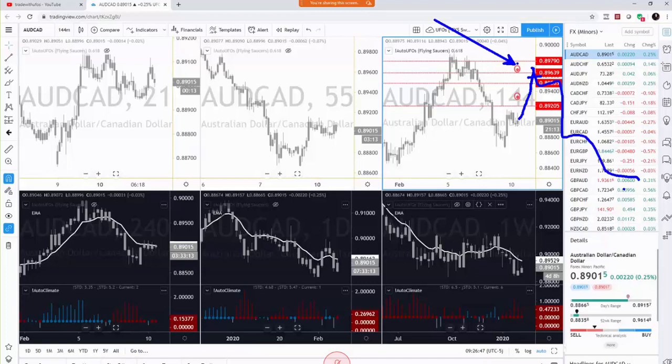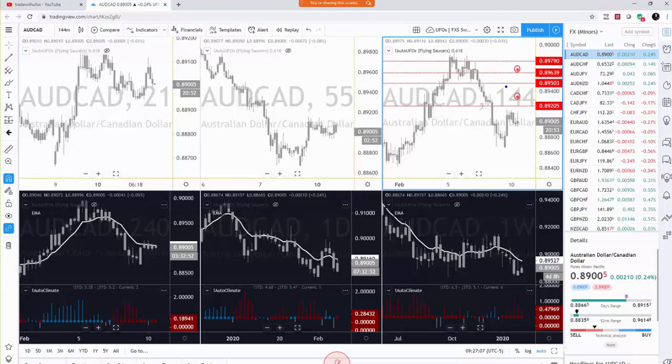So one trade that could be executed here is to ignore the bottom UFO and focus on the upper UFO. That could be one trade that could be taken. But again, then I would only have two forces in my favor, which is the UFO on the climate. I want three forces in my favor. I want the EMA to line up with the UFO, okay?